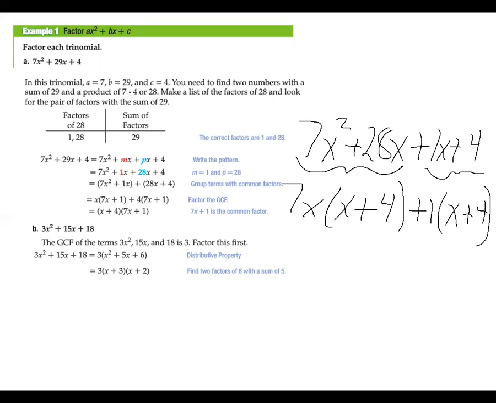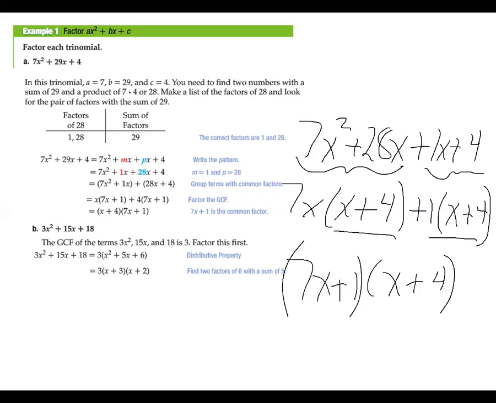Okay, and notice both of them have an x plus 4 left over. And if you factor out the x plus 4, you're left with 7x plus 1. So really, as long as you get the two factors correct that multiply and add, it doesn't matter which way you put which one.